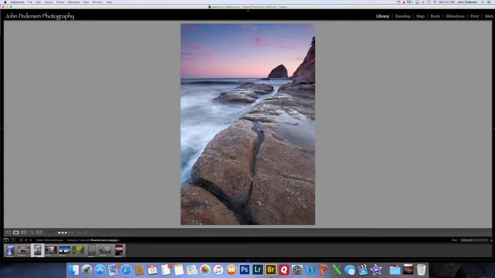Here's another shot from the coast. This is at Cape Kiwanda. This image is heavily balanced to the right. I've got the rocks, I've got the rock back here, I've got the rock back here, and the rock back here, all weighted to the right. I don't really have anything on the left to counterbalance this weight.